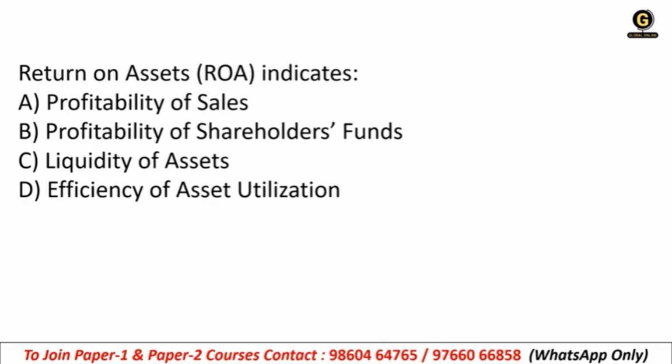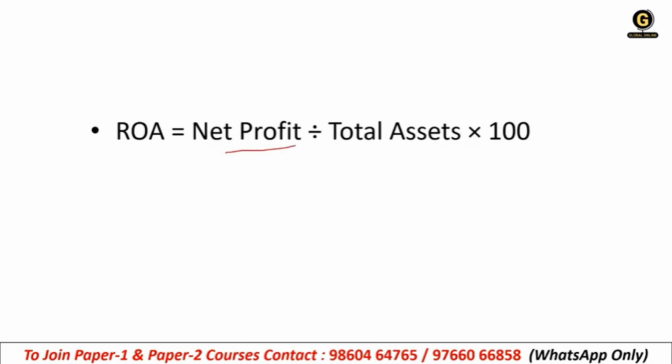Return on assets indicates profitability of sales, profitability of shareholders' fund, liquidity of assets, or efficiency of assets utilization. We calculate return on assets to know the efficiency of asset utilization. When a company has assets, how efficiently is the company using those assets to generate profit? We need to understand whether these assets are useful or not. So return on assets is equal to net profit divided by total assets into 100, and then we have ROA. Remember this formula.